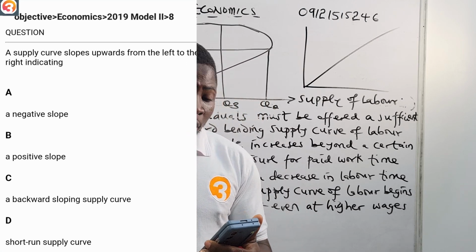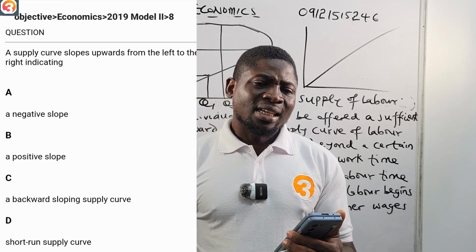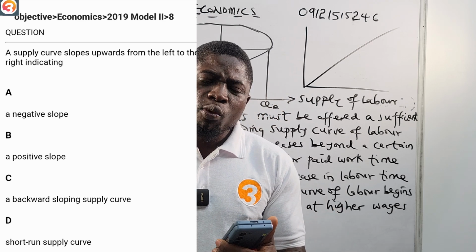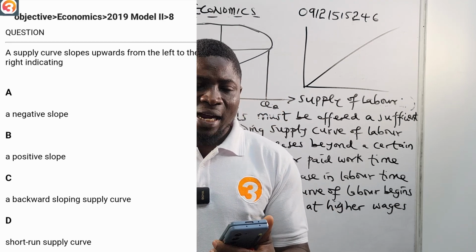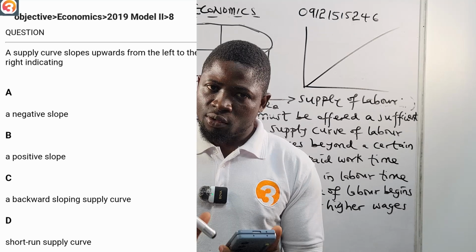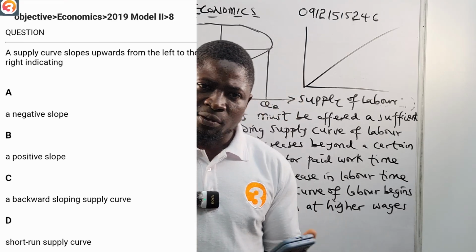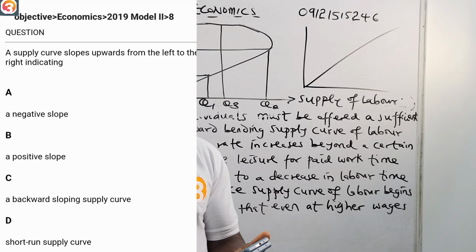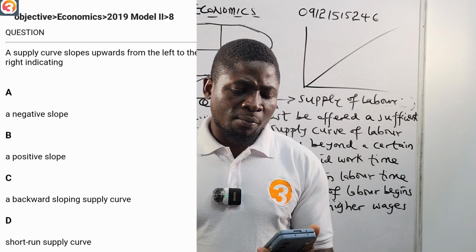2019 number 8. They say a supply curve slopes upwards from left to the right, indicating what? B, a positive slope. Correct answer. I'm not supposed to beat around the bush for that one. We explained it before.